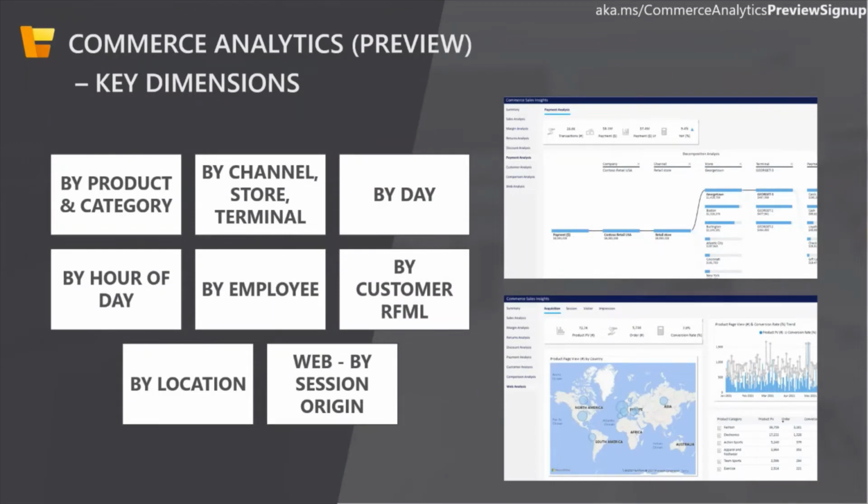Talking about the metrics that are available, it's also worth calling out that we ship a rich set of dimensions that allow for rich filtering and slicing and dicing of data. So some of the obvious ones like product and category, but also your channel, store, terminal, and we allow granularity for hourly sales. We also allow you to look at your sales by employee, especially as it relates to the point of sale and the brick and mortar channel. And for e-commerce, there are certain specific dimensions that are relevant, such as the session origin for web activity.